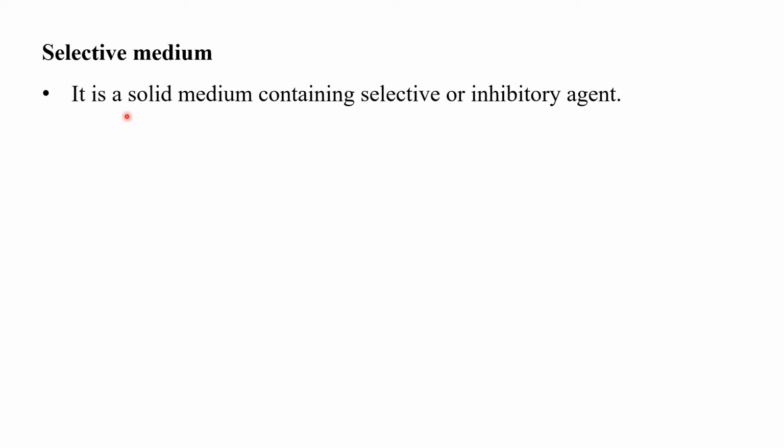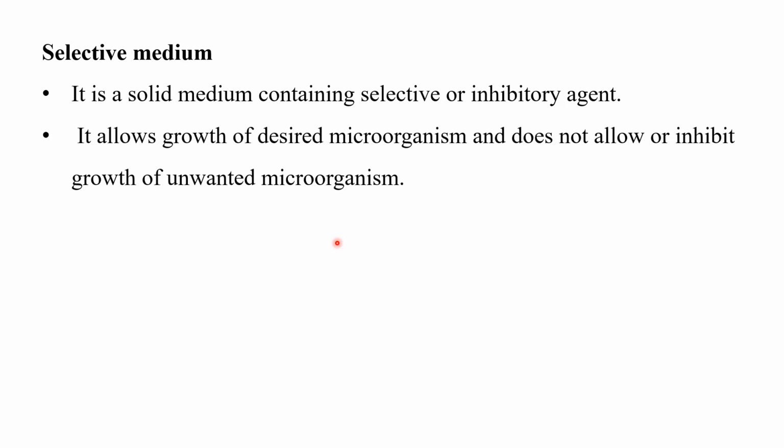Now the next type of media which is used is the selective medium. Selective medium is a solid medium and it consists of a selective or inhibiting agent. Because of the presence of that selective or inhibitory agent, such media will allow the growth of the desired organism to take place. In addition to that, because of this selective agent, they will inhibit the growth of unwanted microorganisms.